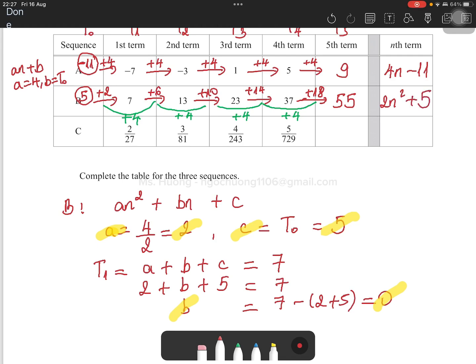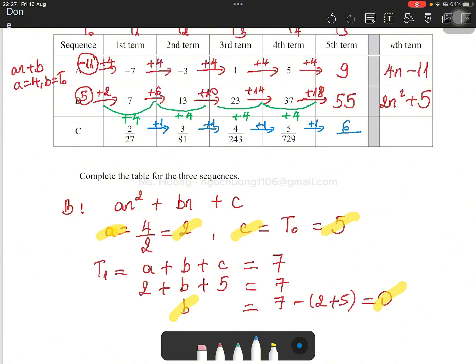C. The sequence is 2 over 27, 3 over 81, 4 over 243, and the fifth term is 5 over 729. For the numerator, we see that each time we need to add 1. 4 plus 1 is 5. So the next one, 5 plus 1 is 6 for the numerator.